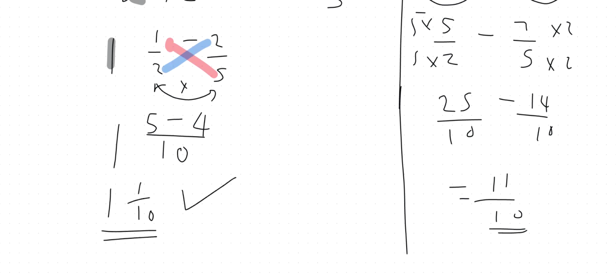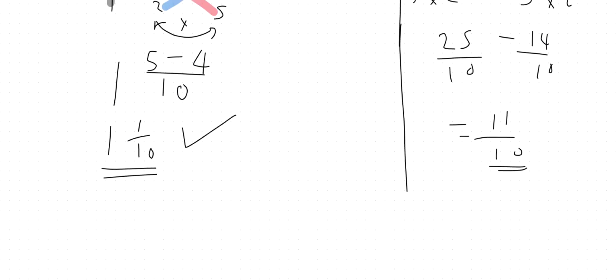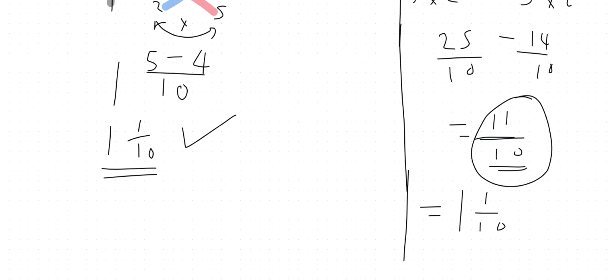Let me go back to the method that we used when we started. It gave us 11 over 10 there, right? Which is an improper fraction. So if I want, I can also change that improper into a mixed fraction. I just say 11 divided by 10 is 1, remainder 1 over 10. So you can see that I still got the same answer.